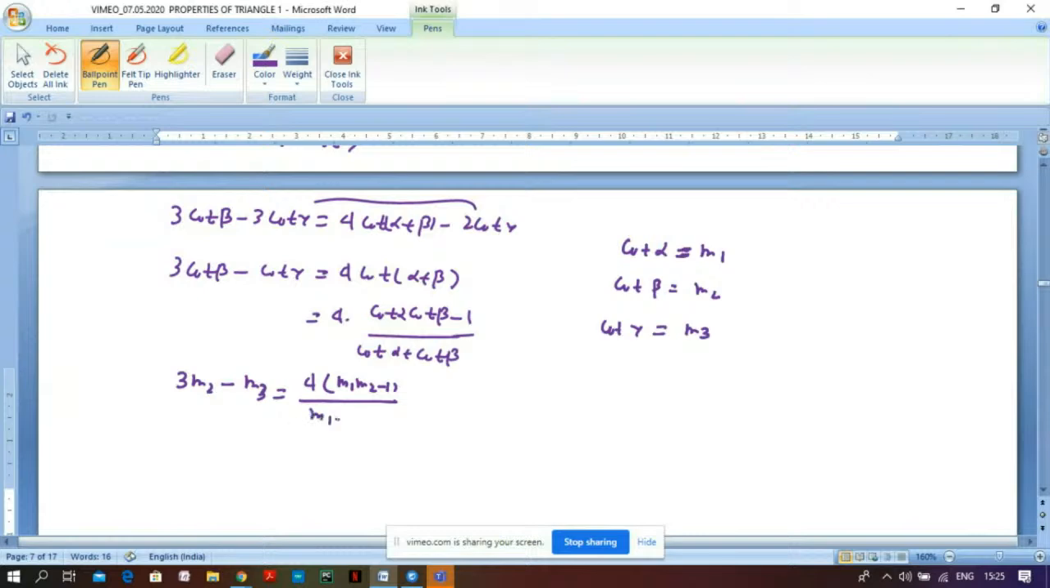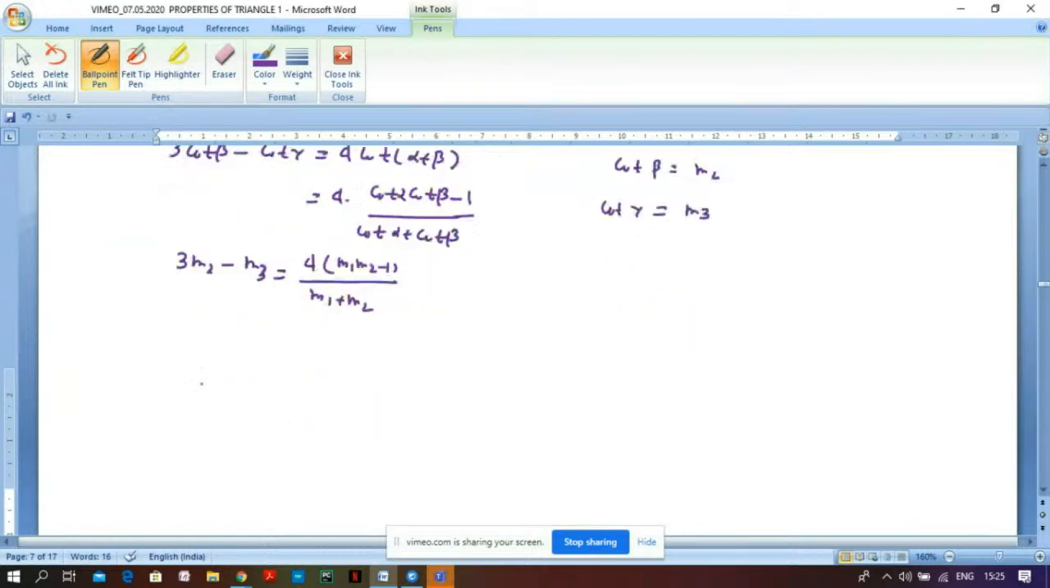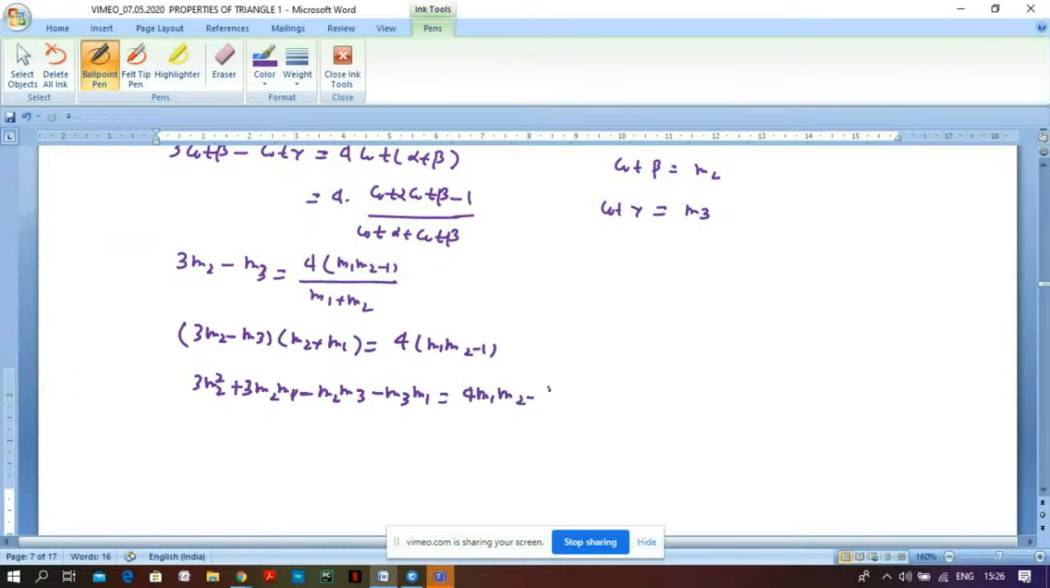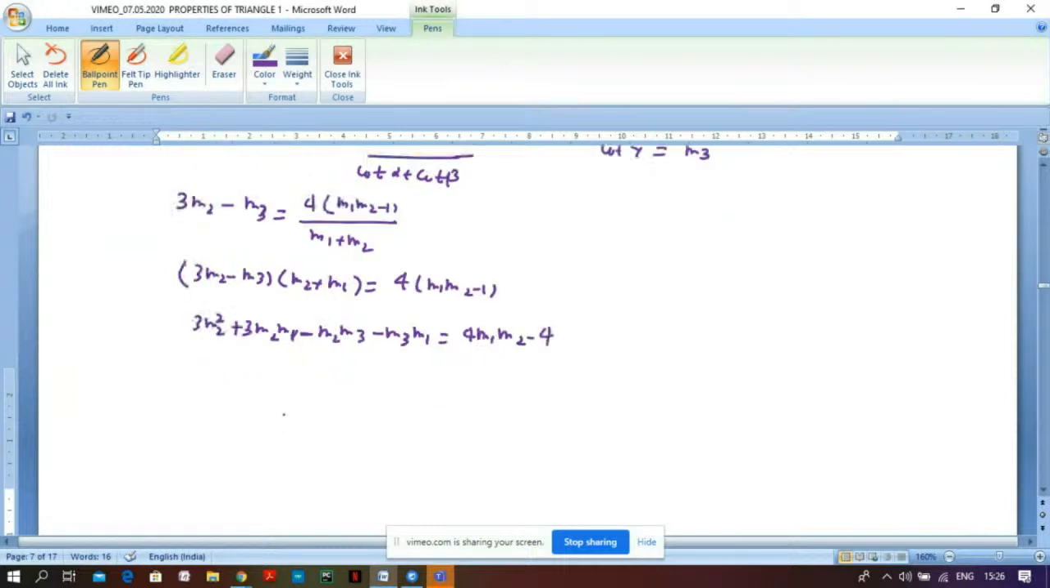So I can write M1 plus M2. Now let's cross multiply: 3M2 minus M3 times M2 plus M1 equals 4 times M1 M2 minus 1. Now 3M2 squared, and plus 3M2 M1 minus M2 M3 and minus M3 M1, that equals 4 times M1 M2 minus 4. Now is the time to rearrange.